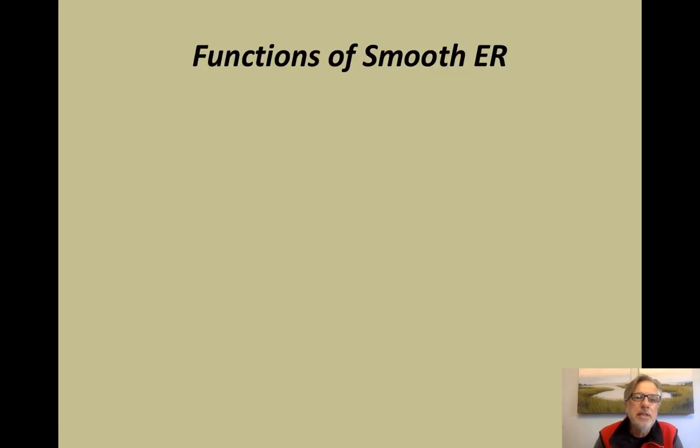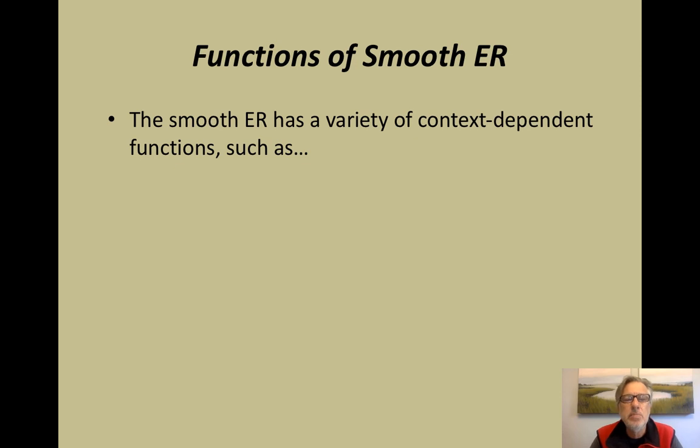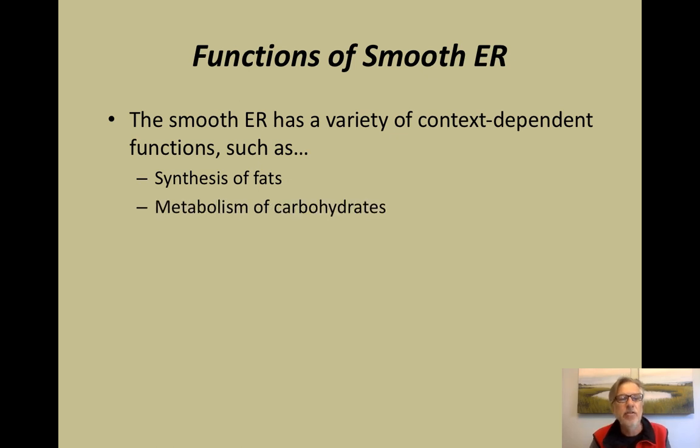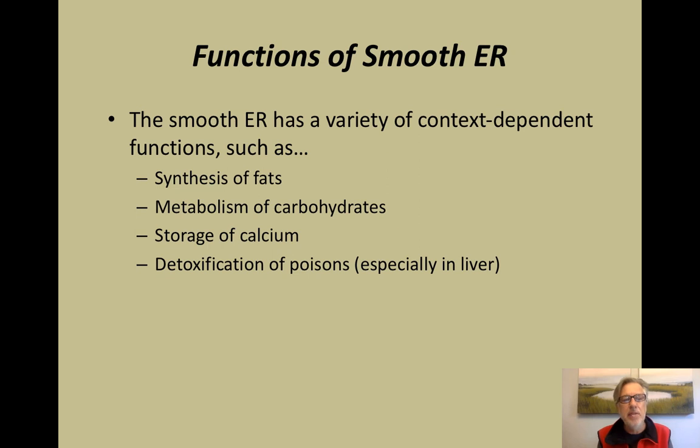The smooth endoplasmic reticulum has a variety of context-dependent functions. So depending on what kind of cell it is in, the smooth endoplasmic reticulum may take on different roles. So in some cells it synthesizes, which means makes, fats. In others it helps metabolize or break down carbohydrates. It's involved in the storage of calcium. And in some cells, it can detoxify poisons, and this is especially true in liver cells, which have a large amount of smooth ER. It's also important for the synthesis of hormones in the brain, and so this is why I say the function of the smooth ER is context dependent. The kind of cell determines how the smooth ER is going to function.